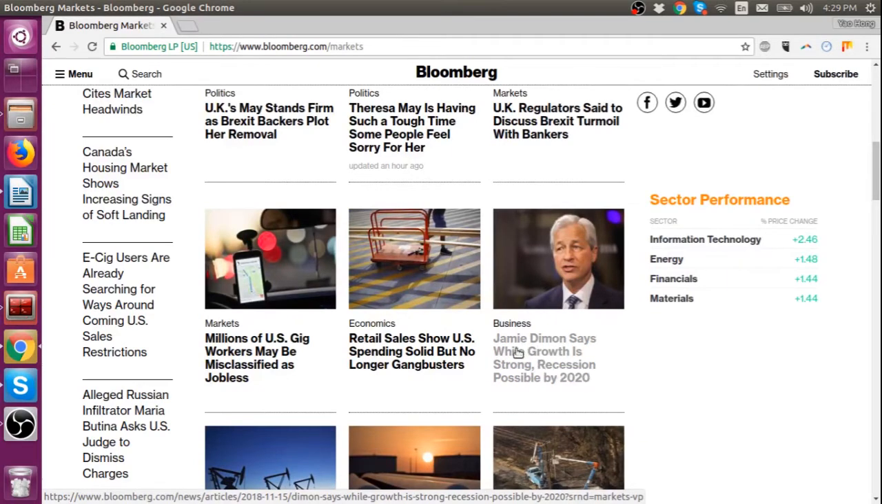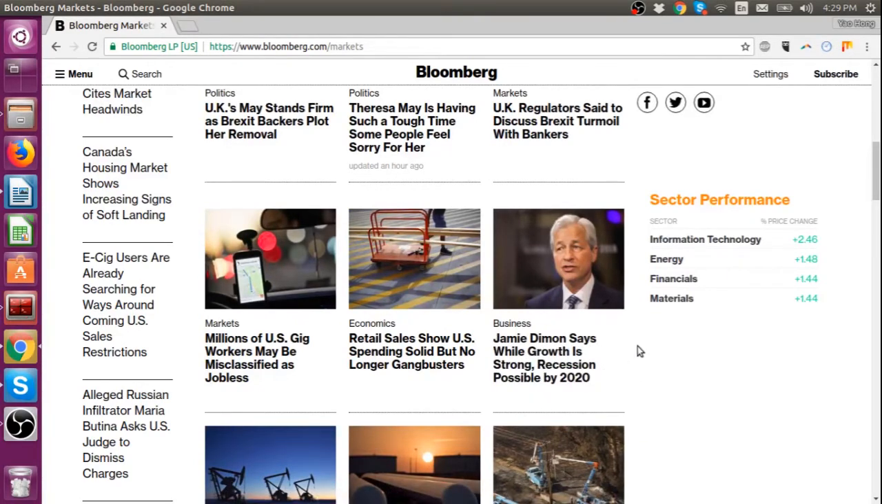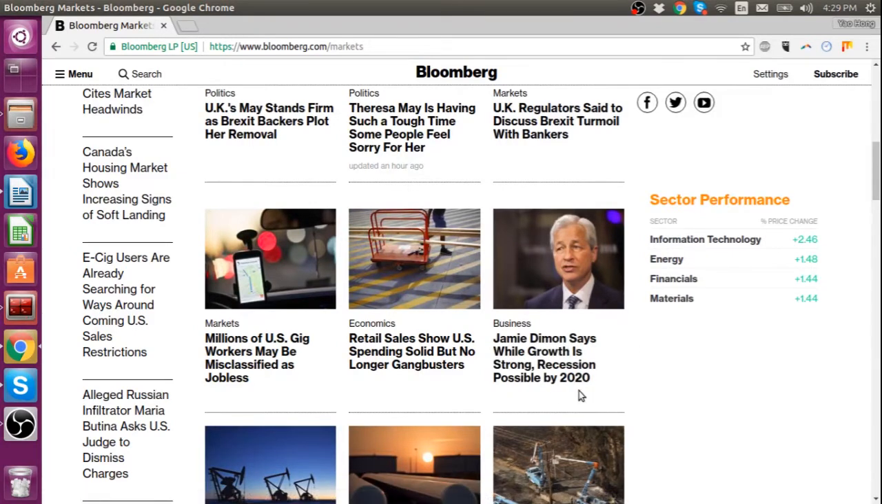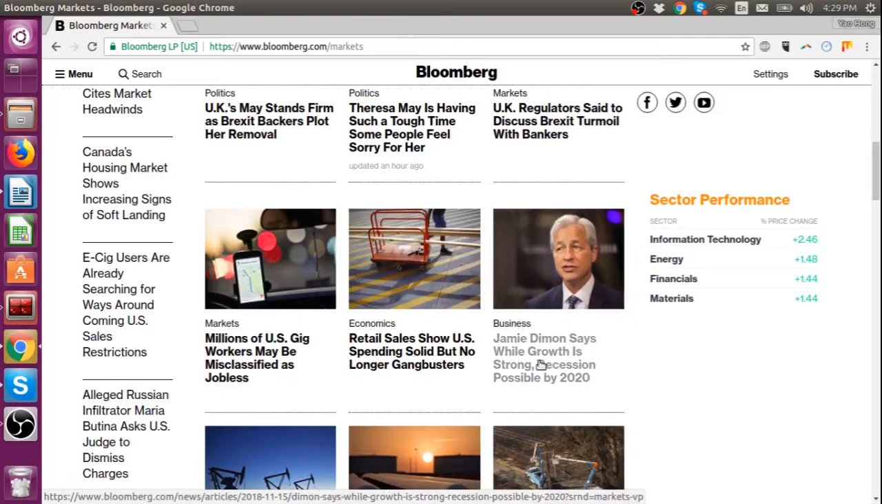So as you can see here, this headline says that Jamie Dimon, the CEO of JP Morgan, says that growth is strong, but recession is possible by 2020. So he's saying that he believes the economy is strong, but he sees a possible recession by 2020. So these are things that you want to look out for. These are all signs to tell you that economy growth is slowing down, because to hit a recession, you have to have the economy growth slowing down and then eventually turning negative briefly.